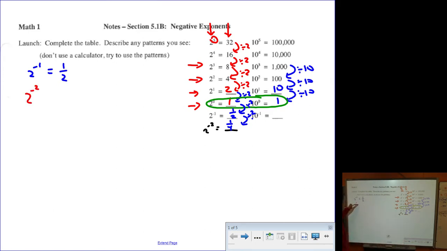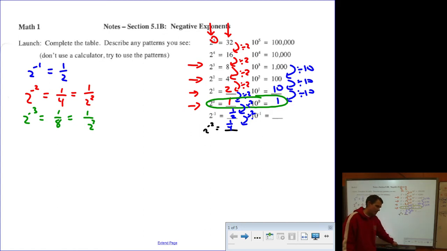2 to the negative second is equal to 1/4, or 1/2 squared. And if I went one more, 2 to the negative third would be equal to 1/8, or 1/2 to the third power. This is what I would like to point out to you.